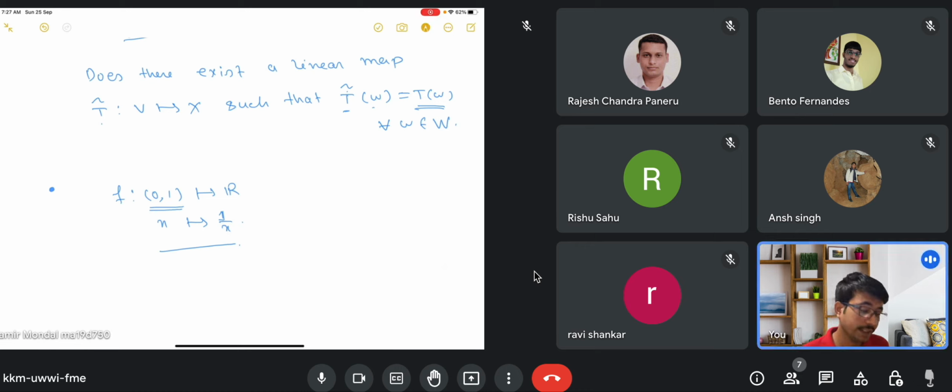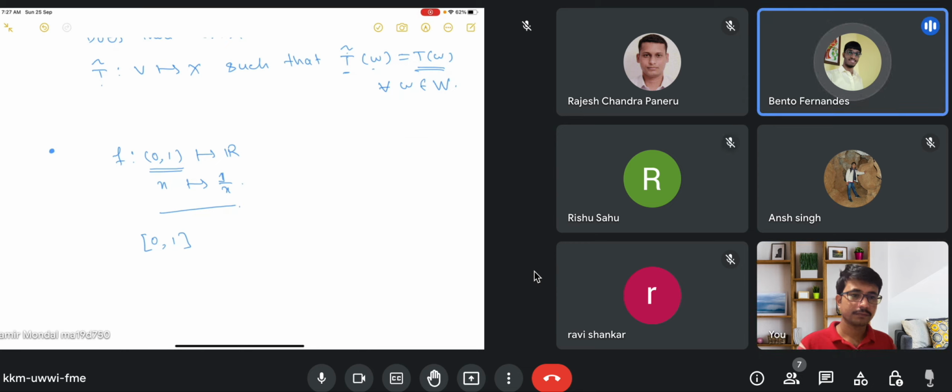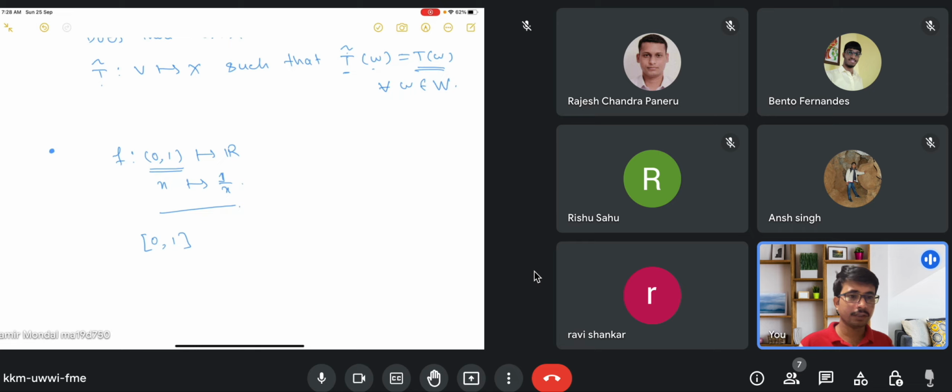Can you extend this map from (0,1) to the whole of R, or at least can we extend this map to this interval? Is it possible to extend this map? No, sir, it can't be extended because it is not defined at 0. Sir, at 0 the limit won't exist, no? Yeah, the limit doesn't exist. So it is not possible to extend.